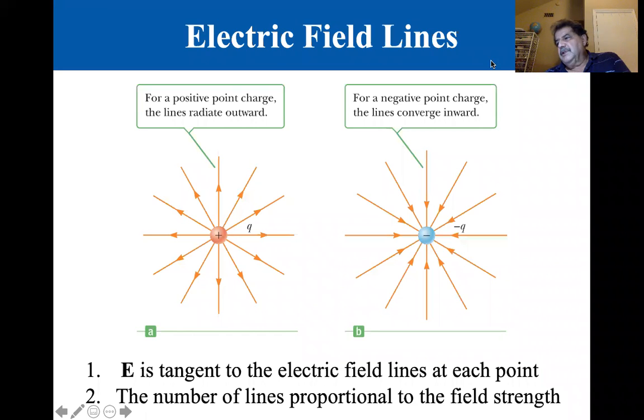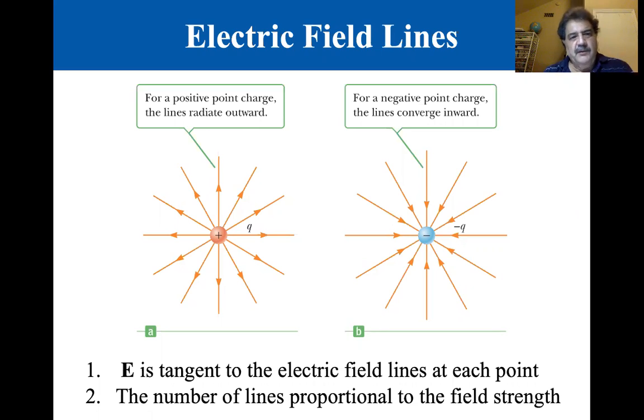All right, we're at section 15.4, electric field lines. Now, electric field lines are simply a mental construct to help us visualize the electric field around charges.